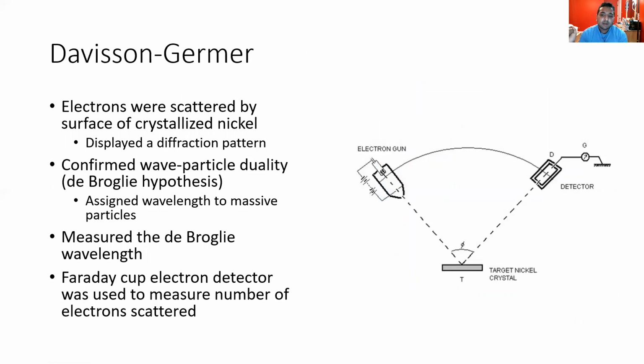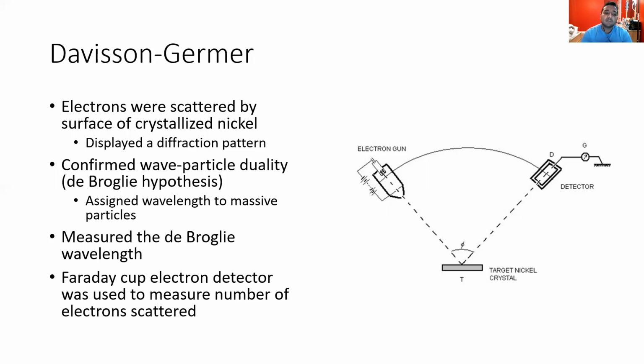Davisson-Germer. Okay, so this one's a bit more complicated. Electrons were shot from an electron gun, and they were scattered on the surface of a nickel crystal. So we take electrons, fire them at this crystal, reflect them into this detector, and we see what pattern we get through Fourier transformations and different things like that. Then we display the diffraction pattern and look at what is happening.